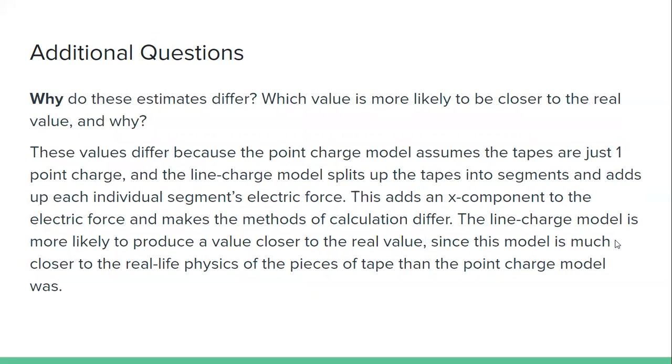Why do these estimates differ? What value is more likely to be closer to the real value and why? The values differ because the point charge model assumes the tapes are just one point charge, and the line charge model splits up the tapes into segments, specifically 100, and adds up each individual segment's electric force. This adds an X component to the electric force and makes the methods of calculation differ. The line charge model is definitely more likely to produce a value closer to the real value, since this model is much closer to the real life physics of the pieces of tape than the point charge model was.